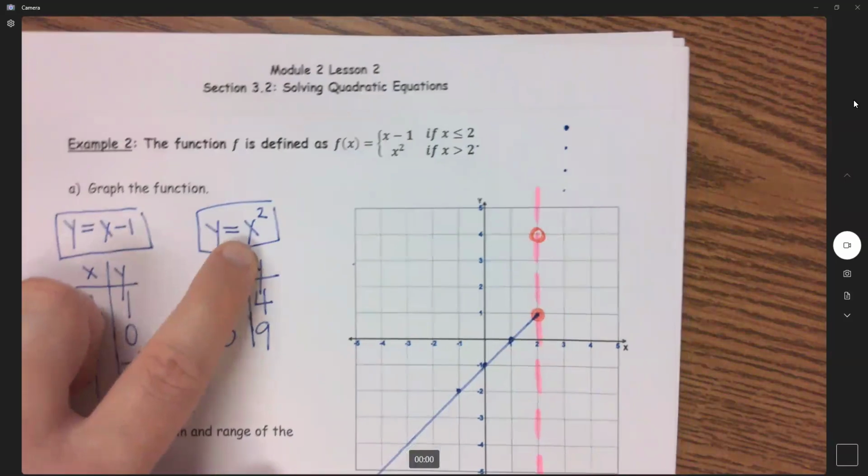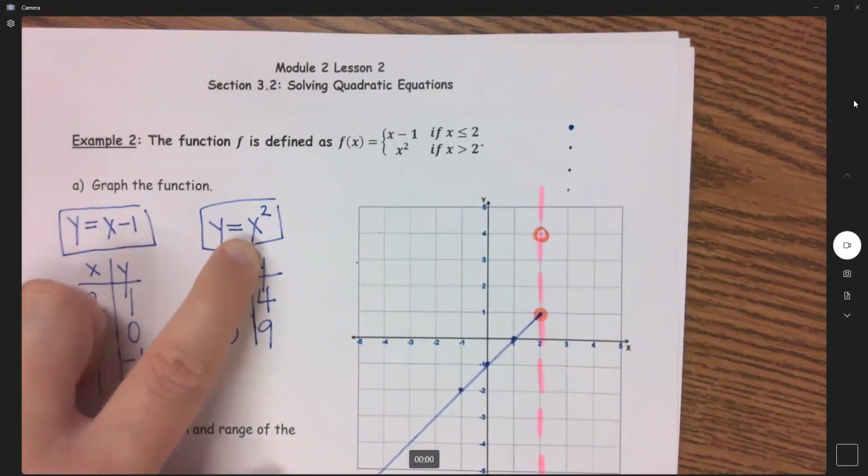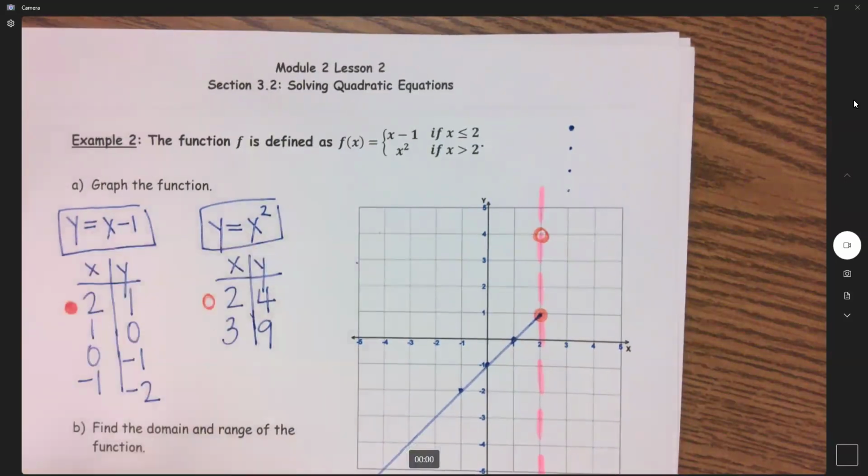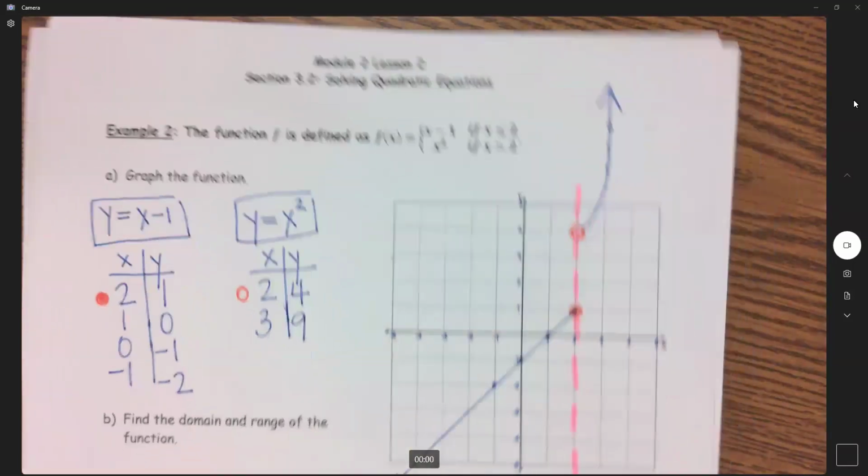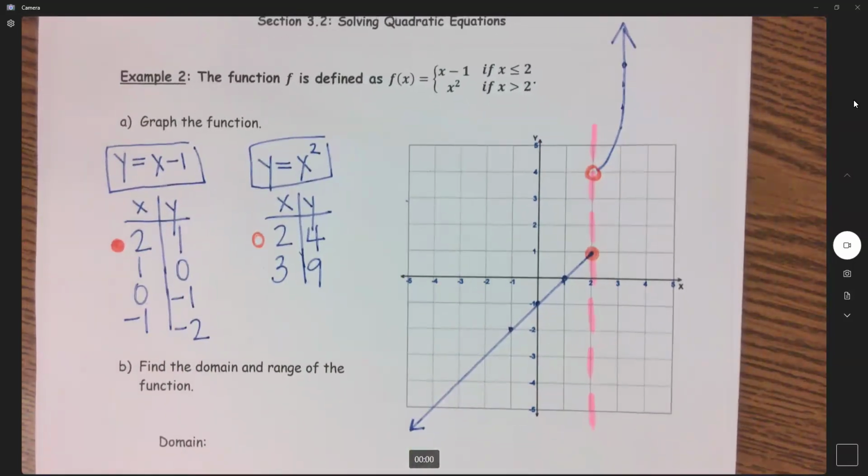And because this is a quadratic, it needs to be a parabola, meaning a U shape. So this shouldn't be a straight line. This should have a tiny curve through it if you can do that. Okay, so here is my graph.